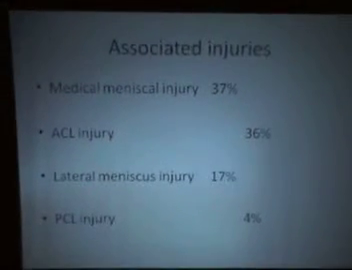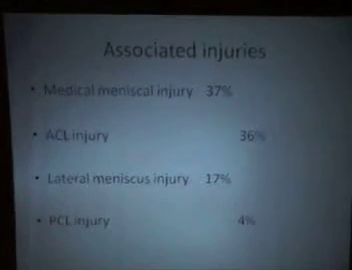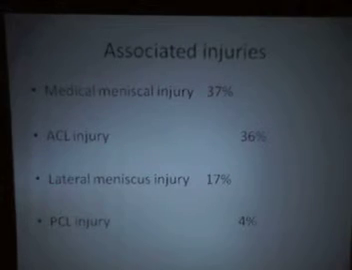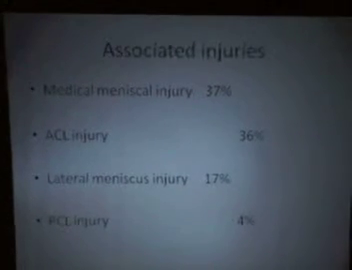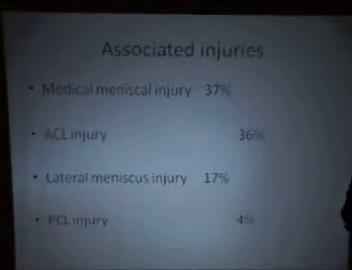So the other thing to bear in mind is that there can be many associated injuries. So if someone has articular cartilage damage, they can also have a meniscal injury or an ACL injury, and these need to be addressed as well, and it needs to be borne in mind when dealing with such patients.